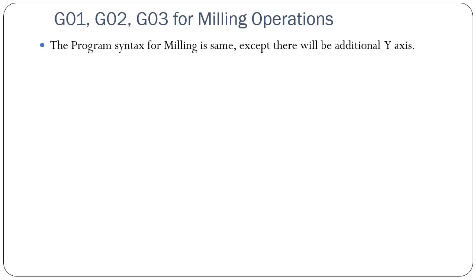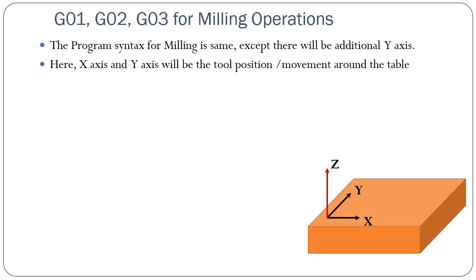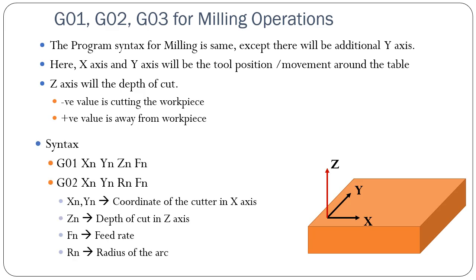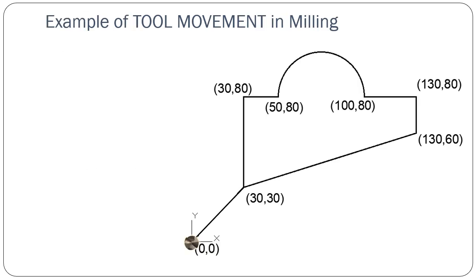G-codes for milling. There are not many changes in the syntax, except the coordinates are X and Y, and the Z axis is used for depth of cut. A positive value in Z will be away from the workpiece and a negative value will be cutting the workpiece. Let us see an example of tool movement in milling. Consider the figure shown. The coordinates are mentioned.